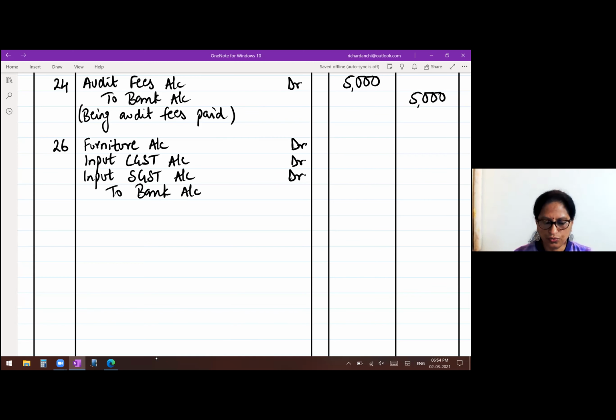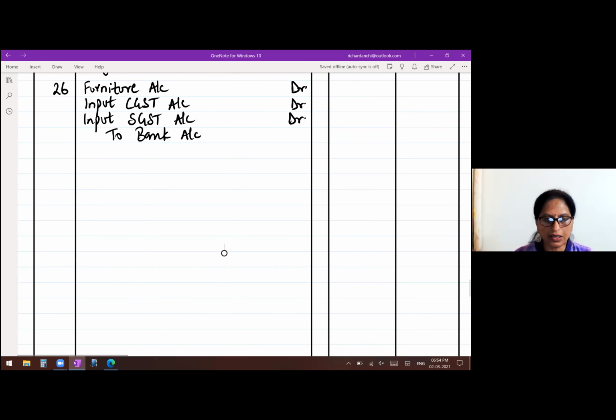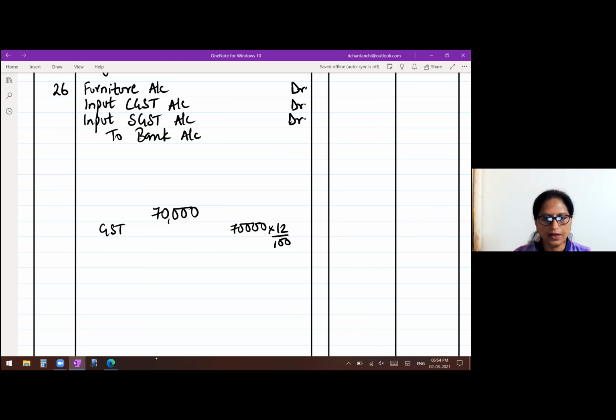Okay, now we will just write the figures. Now it is 70,000. Okay, cost of furniture is 70,000 and it is 12% GST. So find out 12% of 70,000. So that is 8,400. Now this 8,400 will be split into two, CGST and SGST. So half of that, that is 4,200, 4,200.